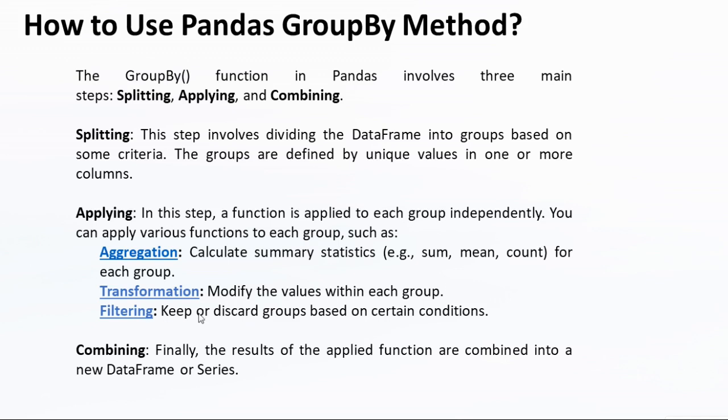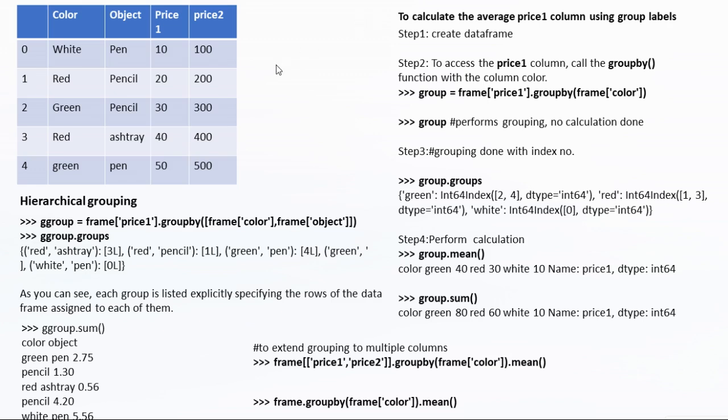And the third one is you can do filtering, like you can keep the groups or you can discard the groups based upon certain conditions. And finally you combine the results and put it into a new data frame or a series. So let's look into one example before we start coding this on the Python Jupyter Notebook.